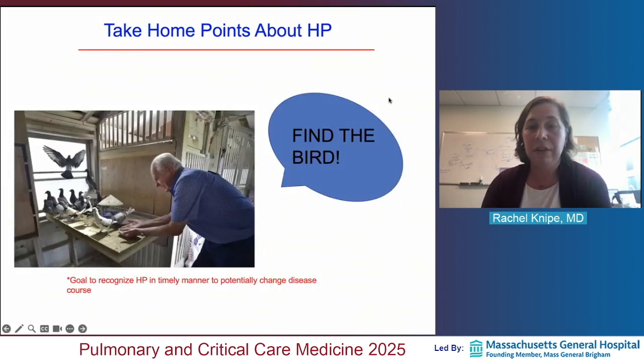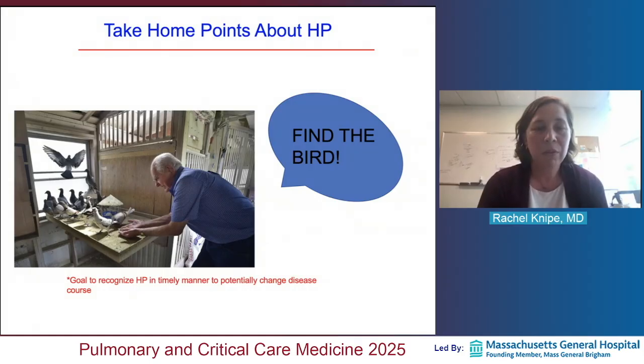And finally, I'll just leave with the sentiment that a lot more people live with birds than I really appreciated. And birds are really one of the top inducers of hypersensitivity pneumonitis. So it's important to find the bird, and sometimes removing the bird from the environment can be really, really helpful at stopping the progression of lung disease. So I'll stop there.